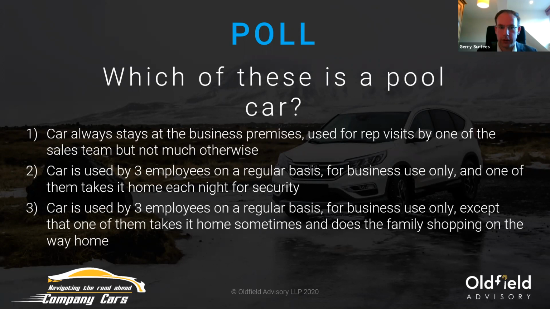The second scenario is that a car is used by, in this example, 3 employees on a regular basis for business use only. And because they don't want the car parked at the business premises overnight, one of them takes it home each night for security. And the third scenario is, again, the car is used by 3 employees on a regular basis for business use only, except that one of them does take it home sometimes and do the family shopping on the way home. So the question is, which of those is a pool car? Is it 1, 2, or 3, or all of them, or none of them?